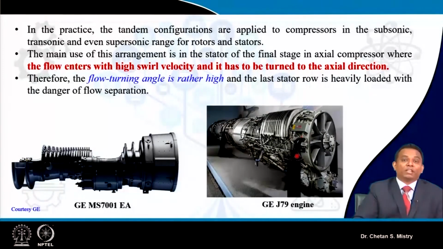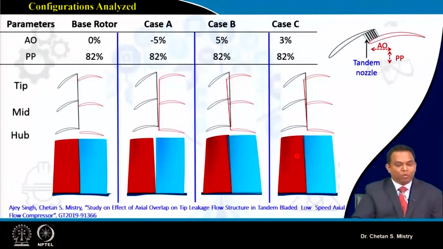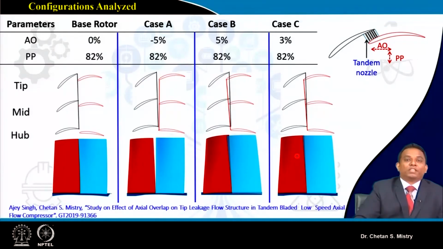There are many more companies that may be working on it, or have already implemented this kind of configuration in their engines, but because of proprietary nature, it may not be available in open literature. But you can understand this is one of the promising concepts. Based on that, at IIT Kharagpur, we started working on development of tandem bladed configuration. One of my PhD students is working on development of a tandem bladed rotor.